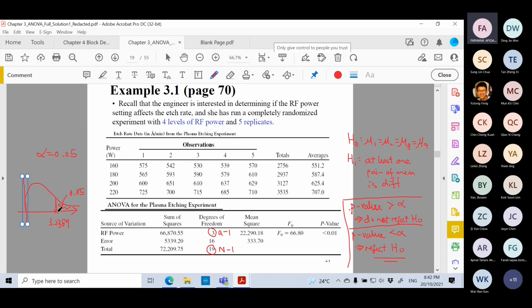Okay, so this is a critical point. As you can see from here, your value 66 will fall in this region here. They fall at this part. It means that you have to reject the null hypothesis.